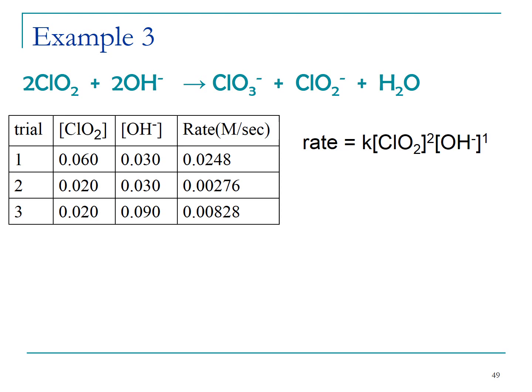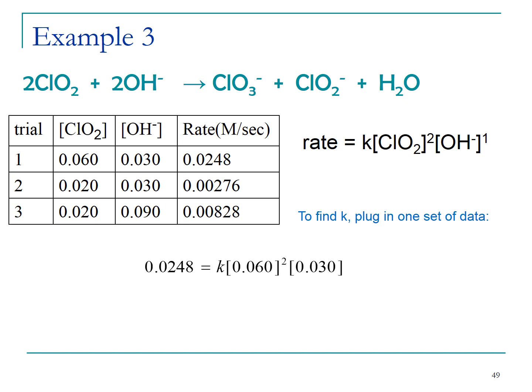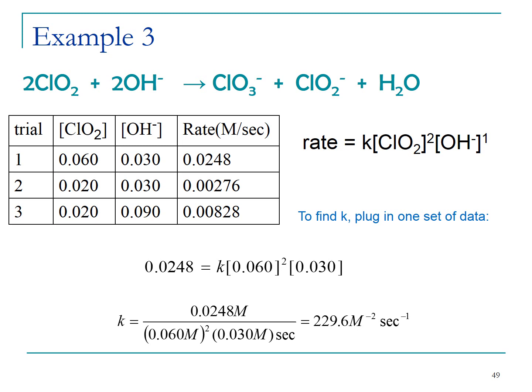Now, finally, to get my k value, I just go through and plug in one set of data. So I'll plug in the first set, 0.0248 equals k times, and don't forget, because it's squared, don't forget to square it, 0.060 squared times 0.030. So if I take 0.0248 divided by 0.060 squared divided by 0.03, I'll find k. And it's basically 230.